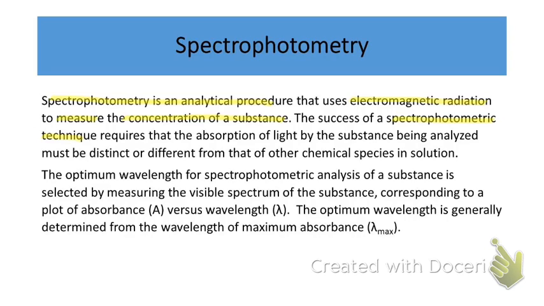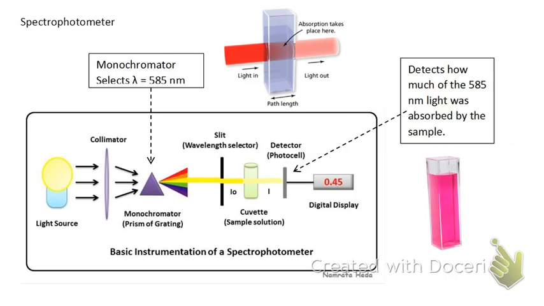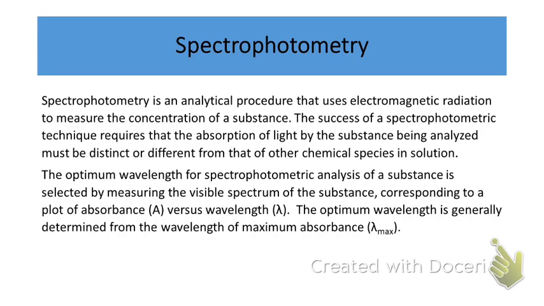The wavelength that only our compound absorbs is called the optimum wavelength, and it is the optimum wavelength that we need to select. If we go back to our monochromator here, we need to select the wavelength in our monochromator and determine that optimal wavelength that only our compound in our solution will absorb. Alright? So we need to determine that.